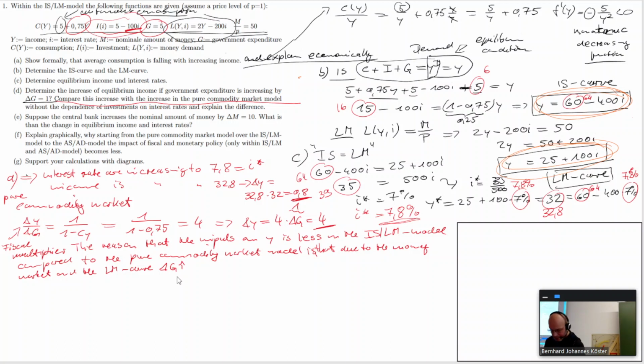delta G goes up means also that I is going up, and this means on the commodity market that I is going down, and this means Y is going down. So this is the so-called crowding out effect.